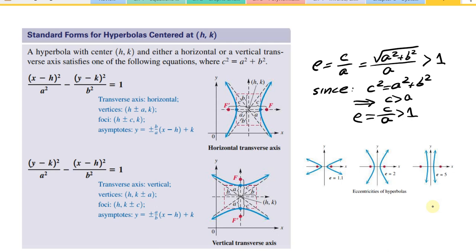Again, a would be the distance on the horizontal. a is the distance from the center to a vertex. That's a. Okay, to here. c is the distance from the center to a focal point. Okay, and b is the distance from the center to the edge of that fundamental rectangle in the vertical direction.